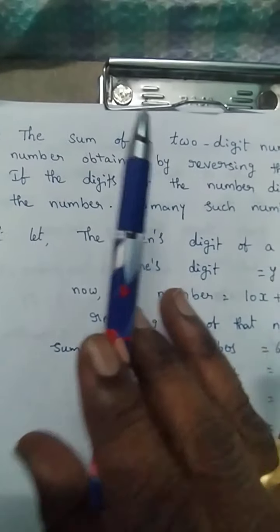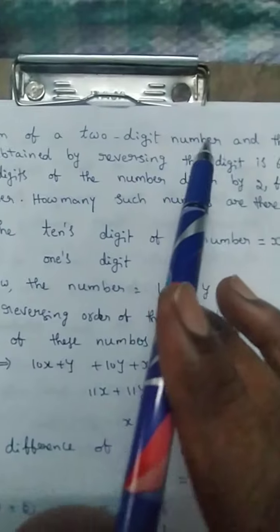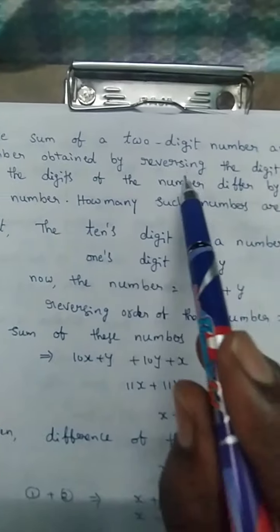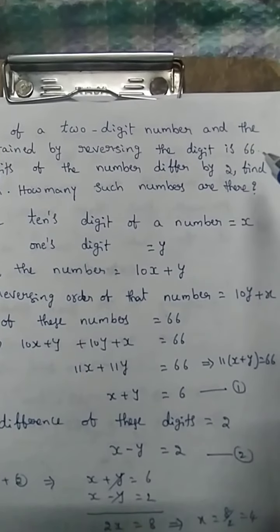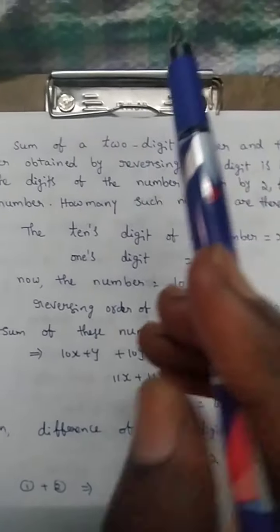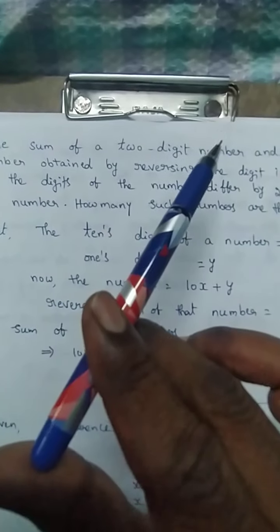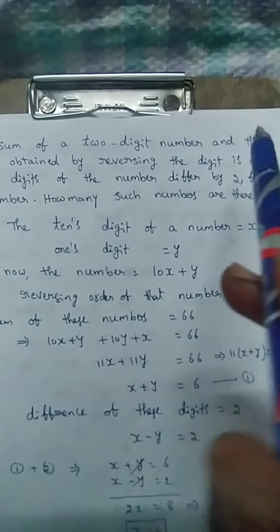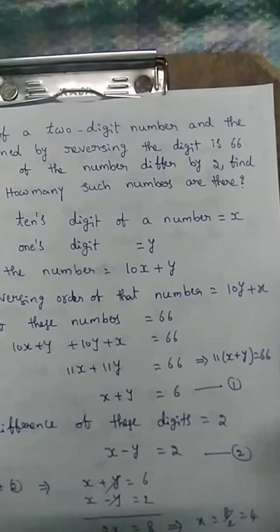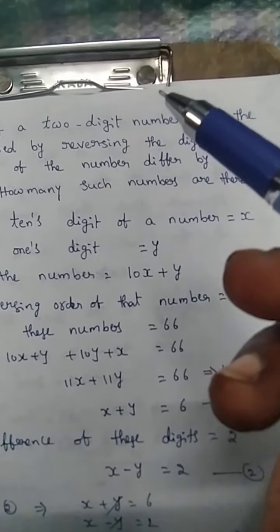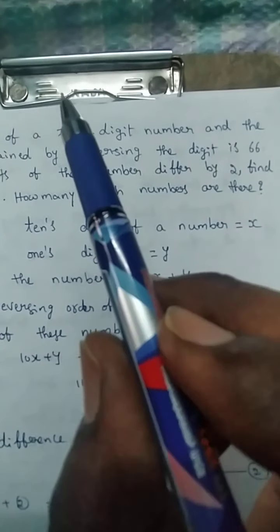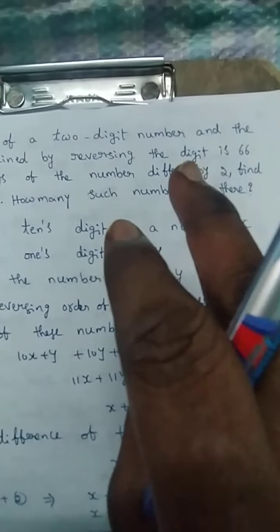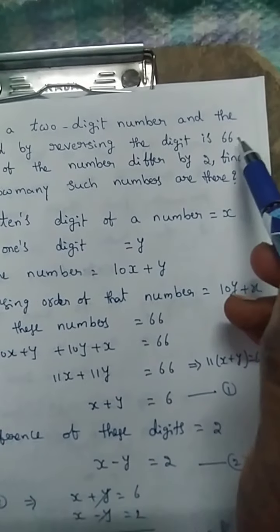Students, the next question. The sum of a two-digit number and the number obtained by reversing the digits is 66. What's the condition? The sum of a two-digit number and the reversed order of that number is equal to 66. Here we are adding two numbers: first we have one number, and we write the reverse order of that number. By adding the two numbers, we get the result 66. That is the question here.